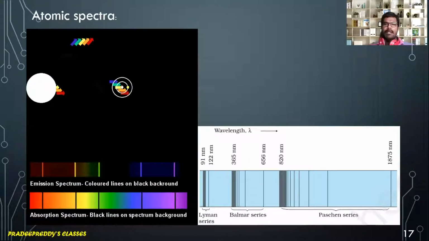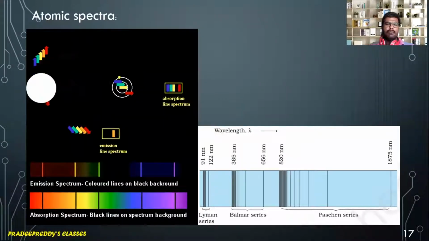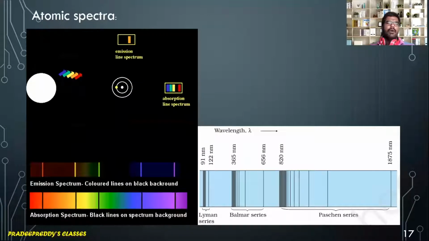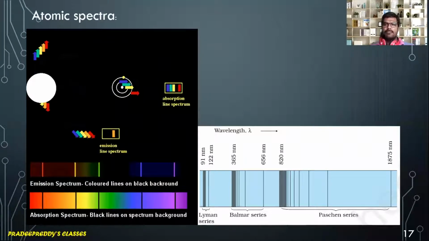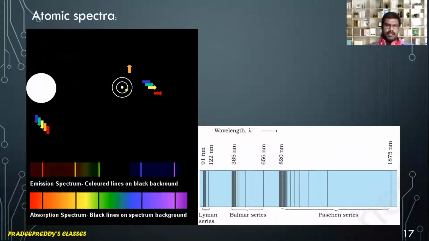So what is meant by atomic spectra? For example, in the animation which is provided, you can see that the white color sphere represents an energy source. It can be the sun, an incandescent bulb, or a monochromatic source, or here it is a white light source. Generally it will be mercury, which is a white light source. Now we can consider it as a mercury lamp.